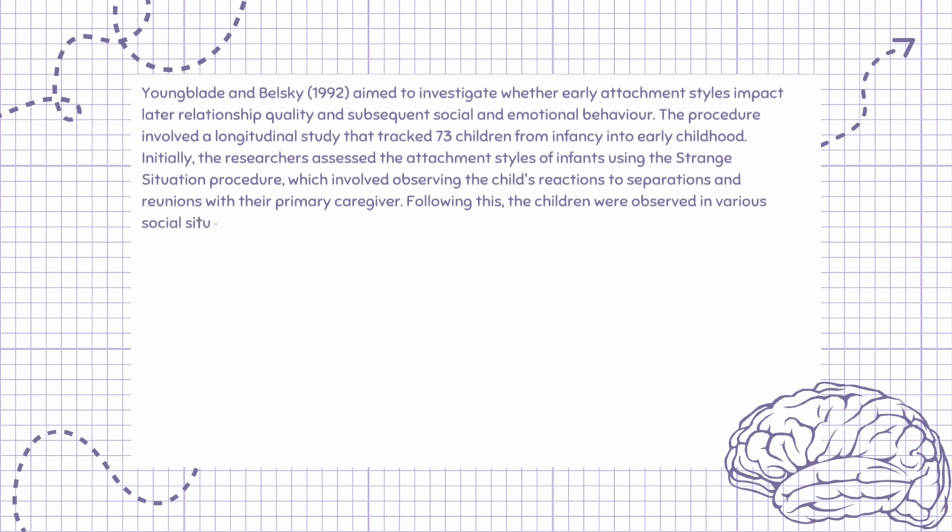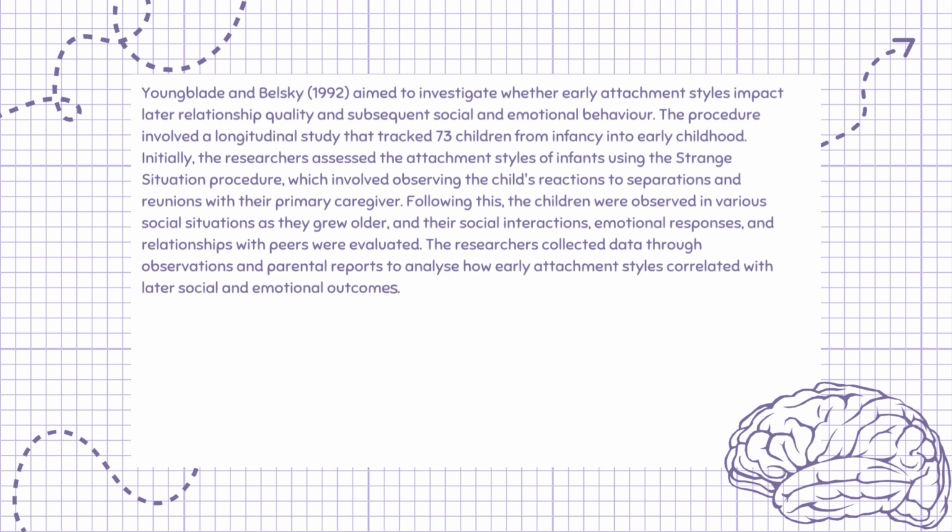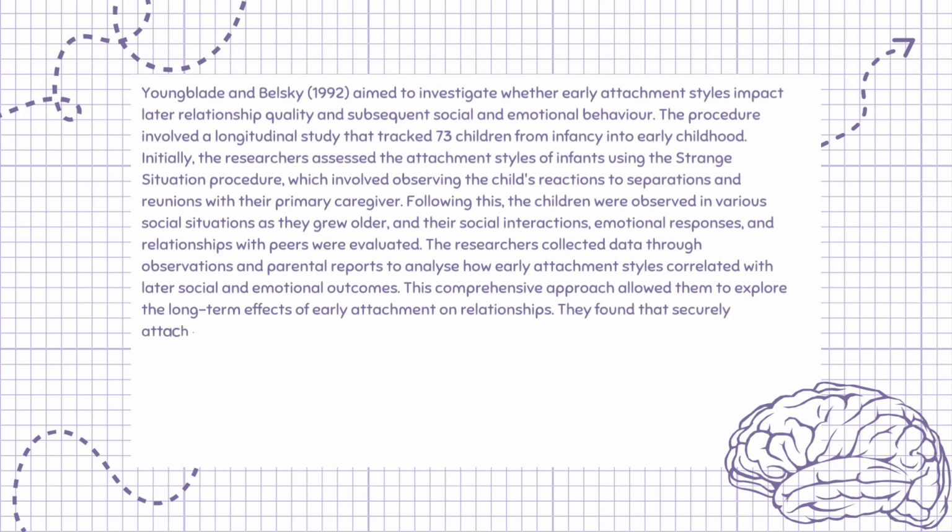Following this, the children were observed in various social situations as they grew older, and their social interactions, emotional responses, and relationships with peers were evaluated. The researchers collected data through observations and parental reports to analyze how early attachment styles correlated with later social and emotional outcomes. This comprehensive approach allowed them to explore the long-term effects of early attachment on relationships.